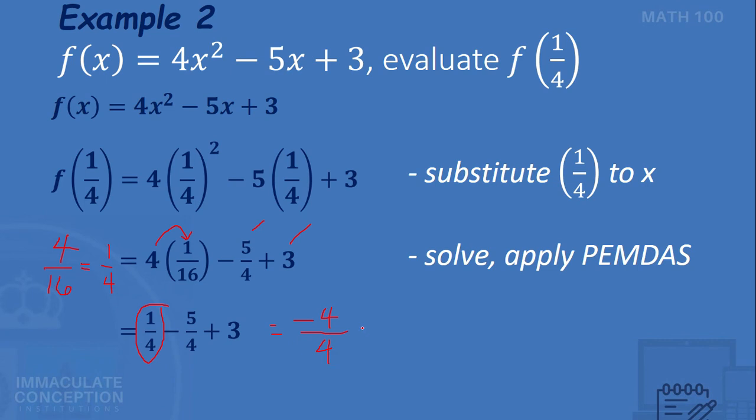Negative 4 over 4 is equals to negative 1. So we have negative 1 and then copy plus 3. So negative 1 plus 3. The final answer is 2.